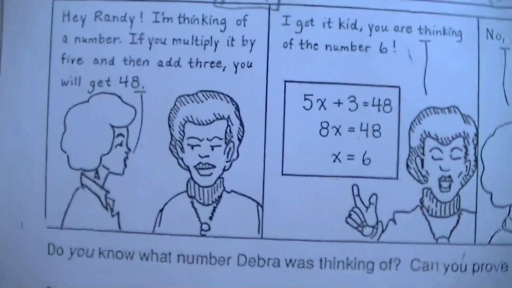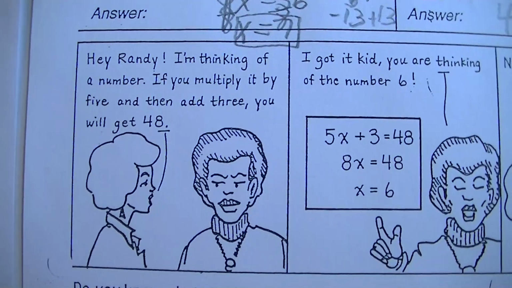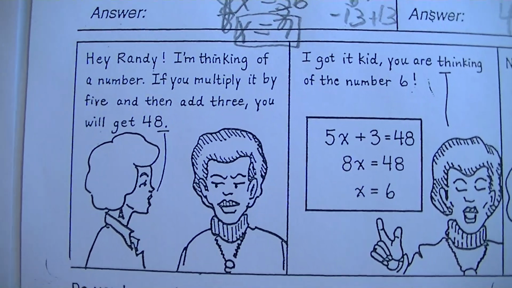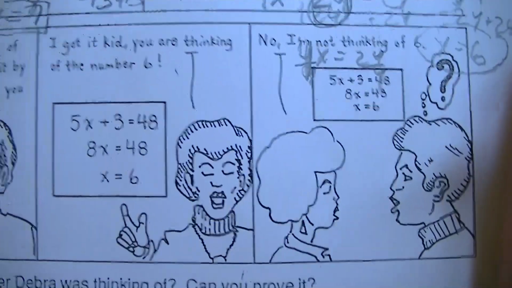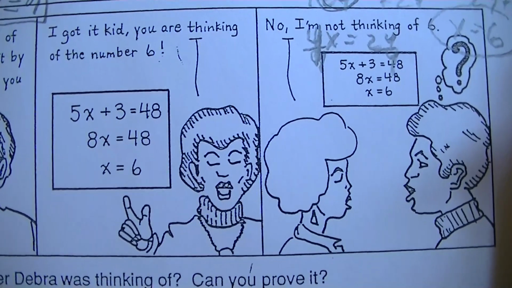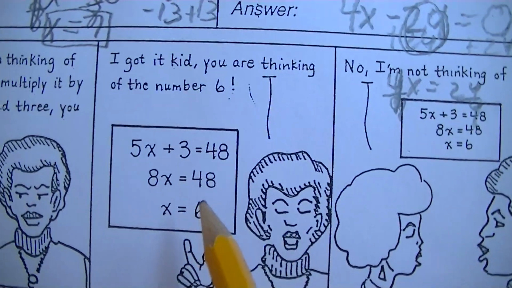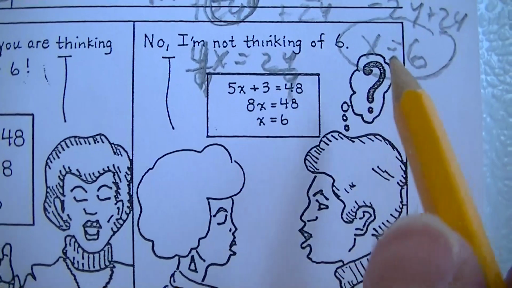Okay, this bottom part looks like it's a riddle. Hey, Randy, I'm thinking of a number. If you multiply by 5, then add 3, you will get 48. I got it, kid. You're thinking of the number 6. And that's their work right there. No, I'm not thinking of 6.